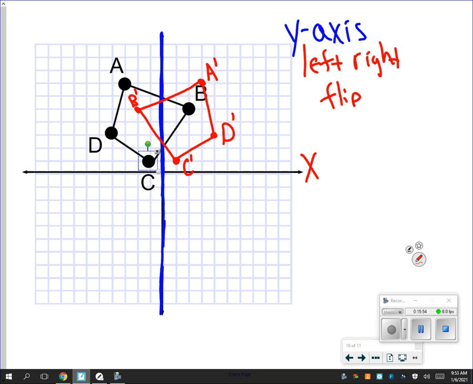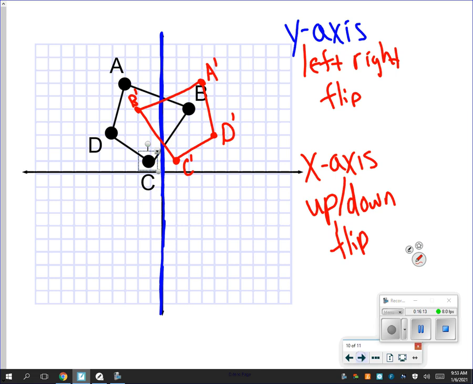The x-axis becomes an up-down flip. Ready? So that's the first thing that you have to do, is identify what kind of flips happen. You know, find your axis. Say, okay, there's the x-axis. That's going to be an up-down flip. There's my y-axis. That's a left-right flip.